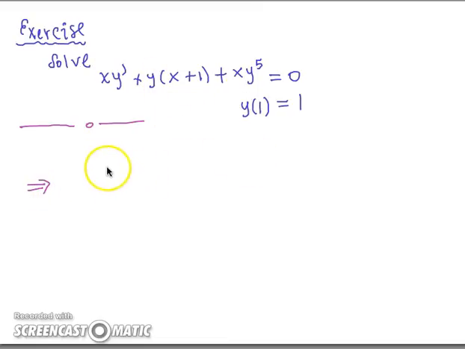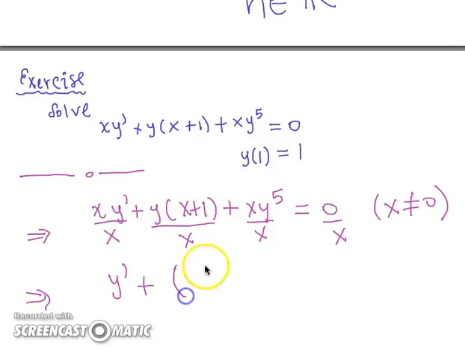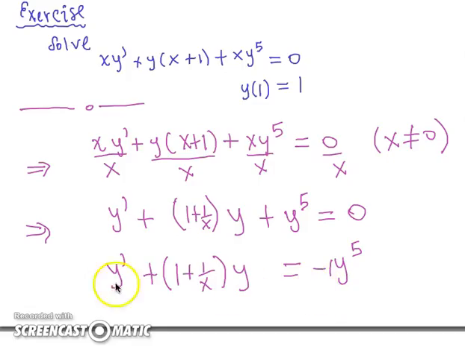We're going to work with the differential equation first. If we take the original differential equation, x y prime plus y times x plus 1, and divide by x, supposing that x is not 0, otherwise we couldn't do this, we divide every term by x. This gives us y prime plus something multiplying y plus y to the 5, and on the right side of the equal sign we have 0. What we're left with here is 1 plus 1 over x. Maybe we need an extra step: we could move this term to the right side of the equation.